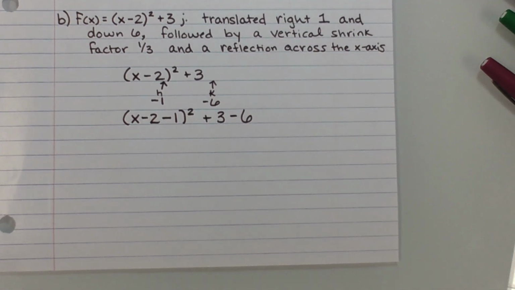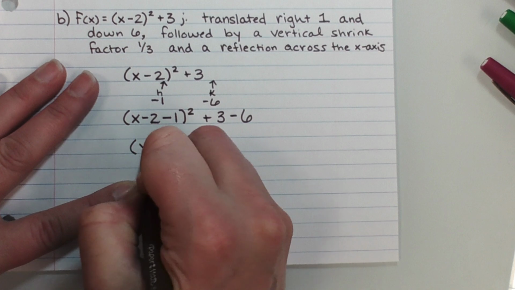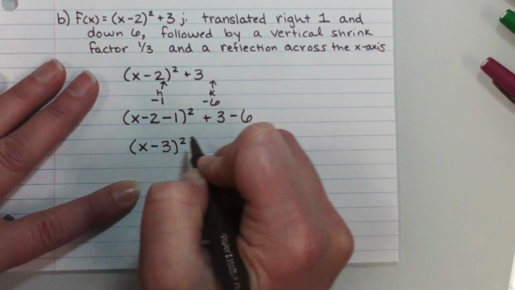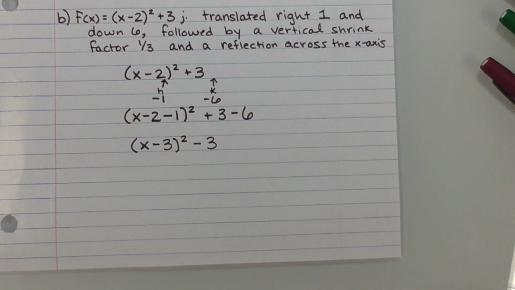Can I simplify any of that? Yeah, I don't need to leave minus 2 minus 1 or plus 3 minus 6. X minus 3 squared and then a minus 3. Now I do the second piece. The second piece said followed by vertical shrink factor 1/3 and a reflection across the x-axis.